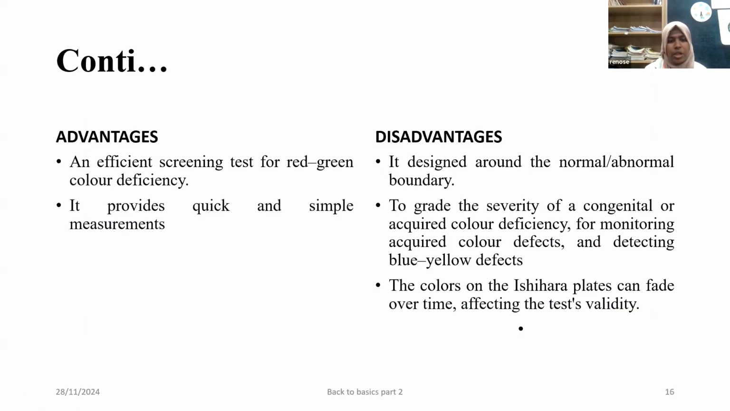Advantages of pseudoisochromatic plates: an effective screening test for red and green color deficiency. It provides quick and simple measurements. Disadvantages of isochromatic plates: it is designed around the normal and abnormal boundaries, so it is not suited to grade the severity of congenital and acquired color deficiency, for monitoring acquired color defects, and for detecting blue-yellow defects. The color of Ishihara plates can fade over time, affecting the test validity.